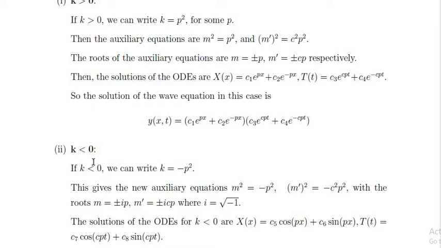Then when k is less than 0, we can write k = −p². And then the new auxiliary equations are m² = −p², m'² = −c²p². Then the roots are m = ±ip, m' = ±icp. Both are complex roots. Then the solutions of the ODEs are X = c5 cos px + c6 sin px and T = c7 cos cpt + c8 sin cpt.